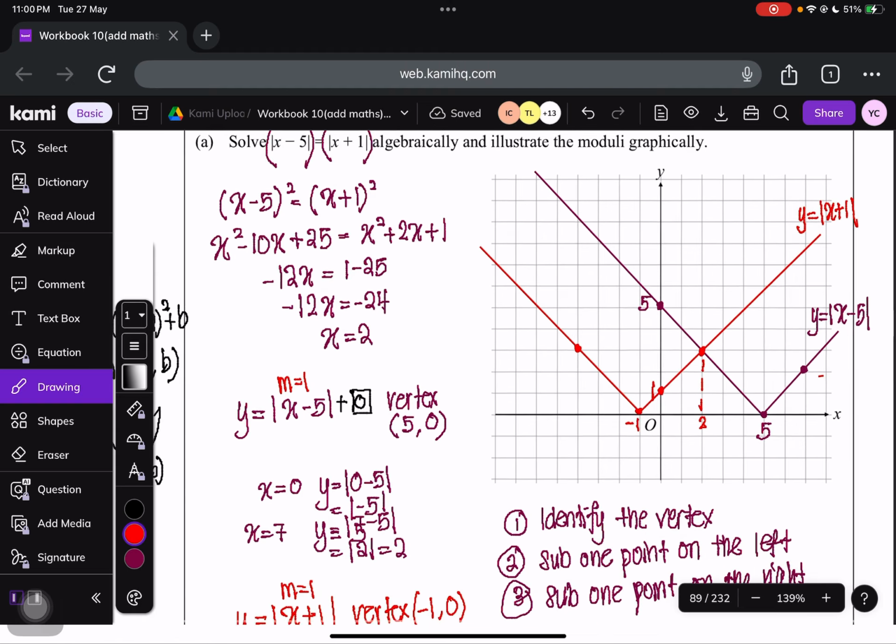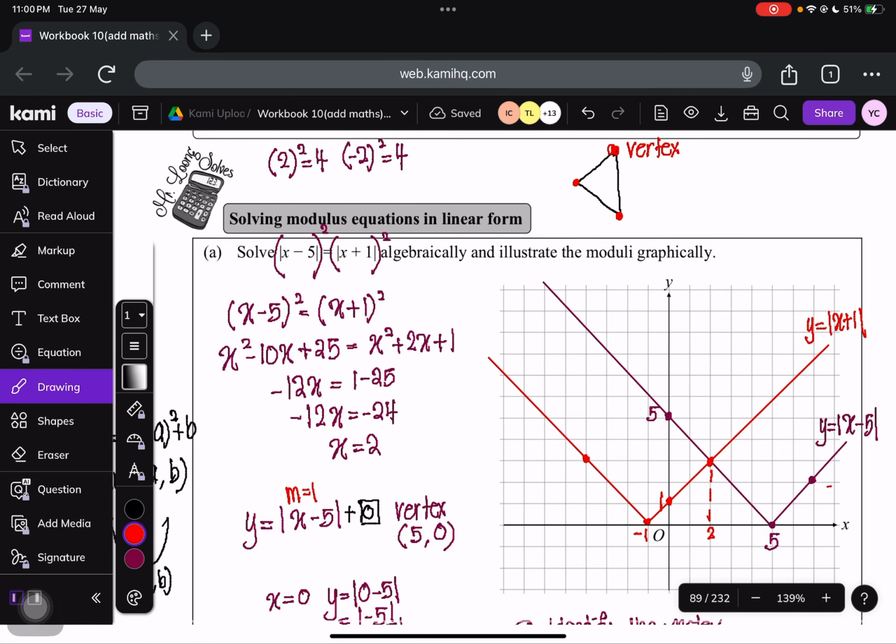That's why the graph crosses 1 point only. Even though it's modulus, if I have the equation y equals modulus x plus 1, and the other one is y equals modulus 2 minus x, the gradient here is 1 and the gradient here is negative 1. Because it's modulus, it doesn't matter. As long as the number is the same, they will also cross 1 time only. The number is the same, but one positive, one negative is still fine. They will still cross 1 point.